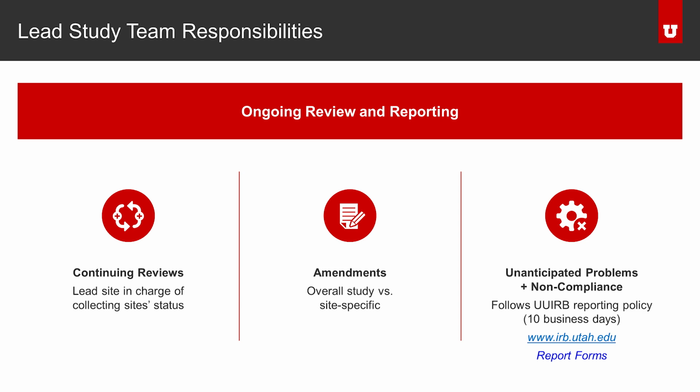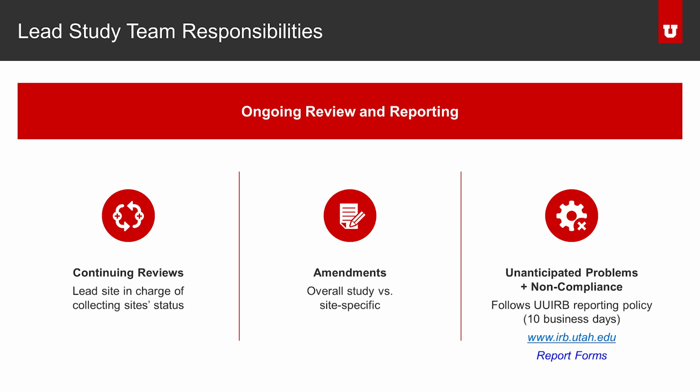A communication plan between the lead study team and participating sites will be necessary to ensure amendments are submitted in a timely manner. Finally, the University of Utah IRB uses a report form for the submission of possible unanticipated problems and serious or continuing noncompliance. The standard University of Utah IRB policies for problem and event reporting will apply to all participating sites.